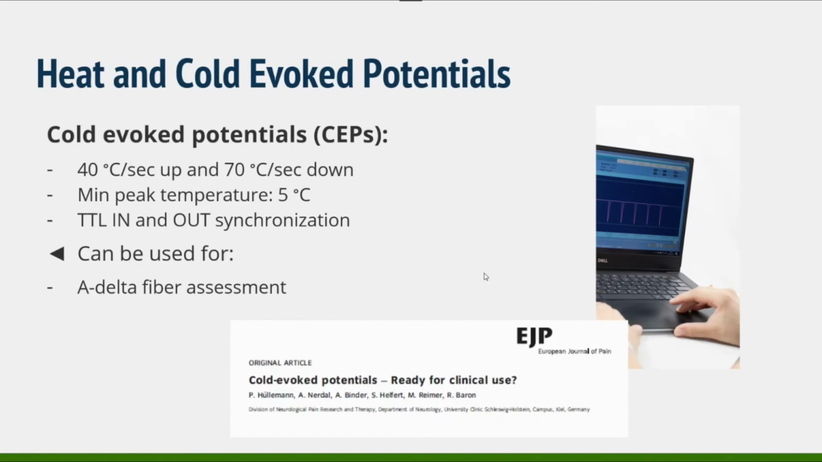Now, when you can go to 5 degrees in much higher rates, 40 degrees per second, you will be able to receive a much more detectable and much more easily recordable evoked potential as a result of cold stimulation.